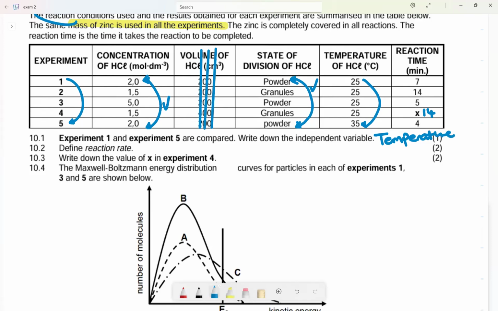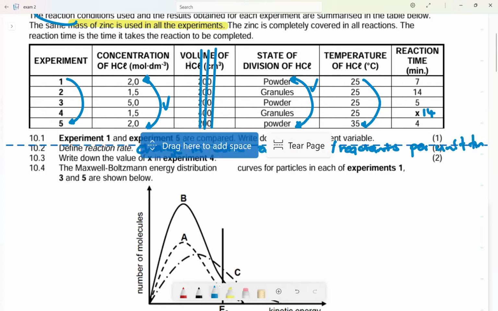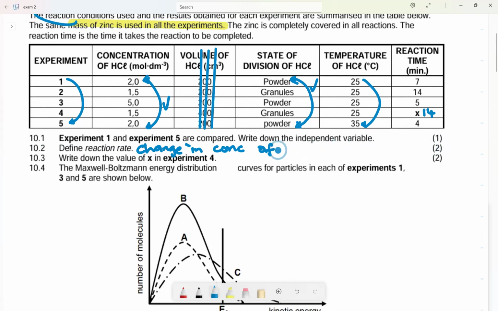Then define reaction rate. Remember, it is the change in concentration of products or reactants per unit time. Please know your definitions very well. Per unit time. If you do not have per unit time, it's zero.